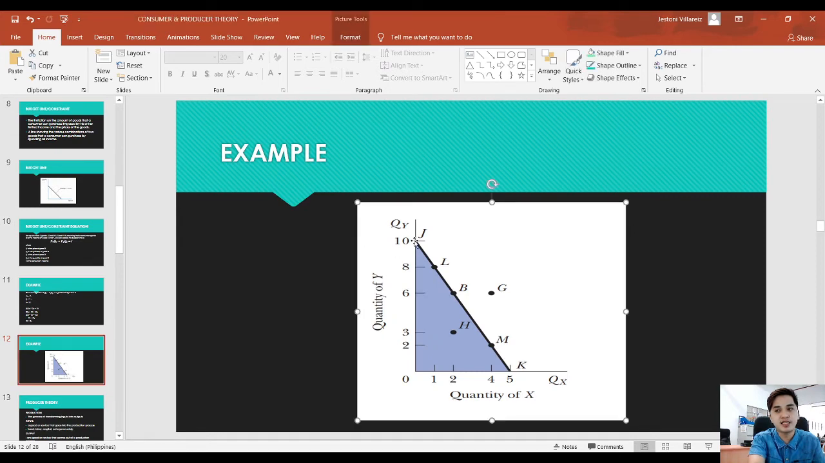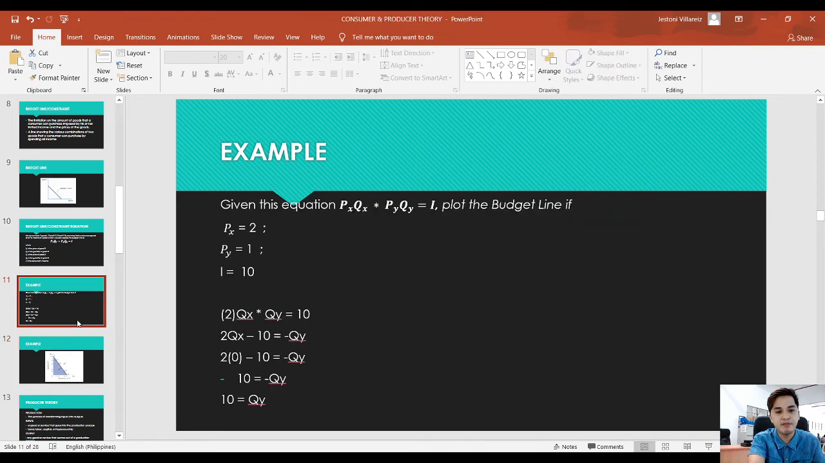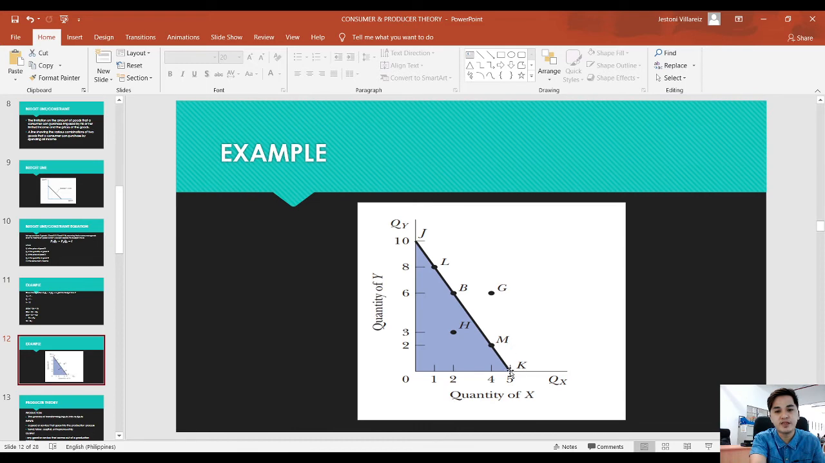And then using the same process to find the QX intercept, so i-substitute lang gihapon nato. So since QX naman itong pangitaon, we will assume now that QY is equals to 0. So for that, the answer is 5. Now we will now plot. So pag nana tayo value sa QX and then value sa QY, ato na lang silang i-connect. 10 and 5. So pag connect nimo, you have now your budget line.